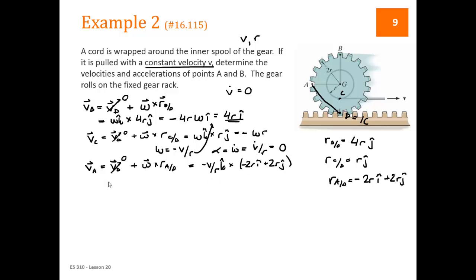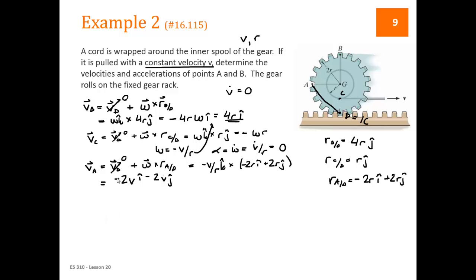Do that cross product and we end up with negative 2V I hat minus 2V J hat. Alright, so negative K crossed into negative I gives a negative J. That's here. Negative K crossed into positive J gives a positive I.